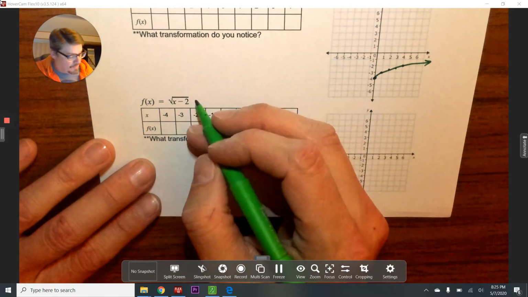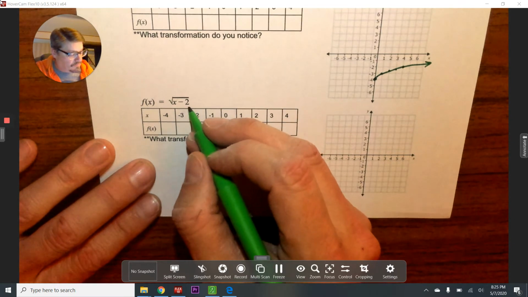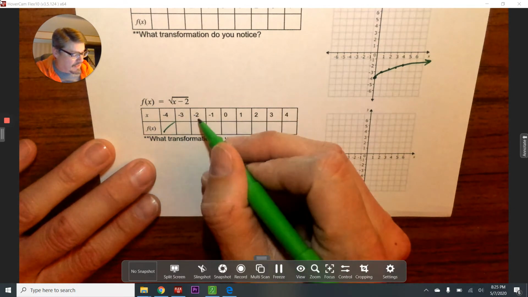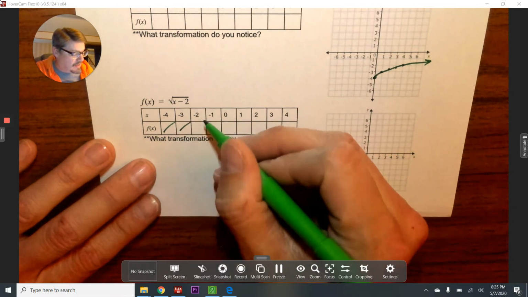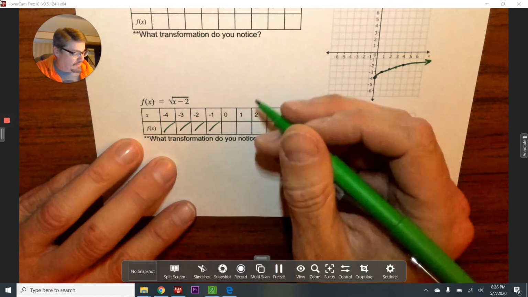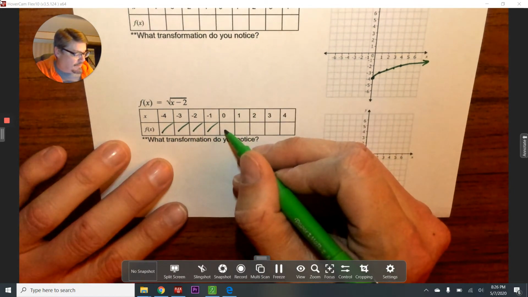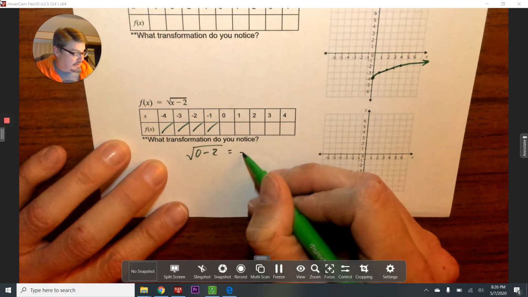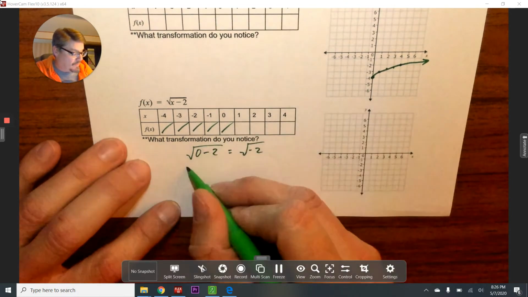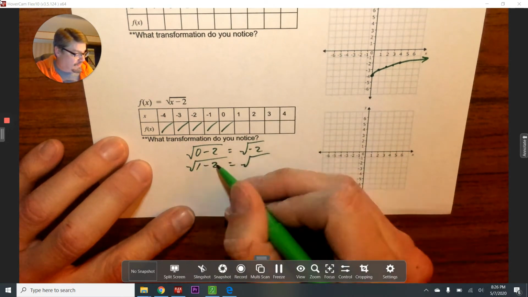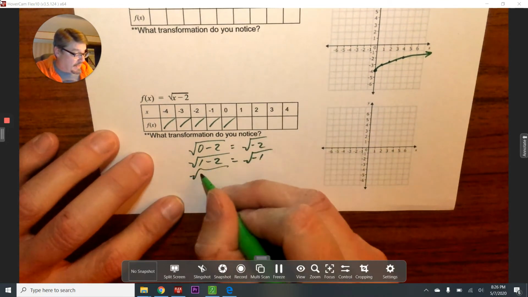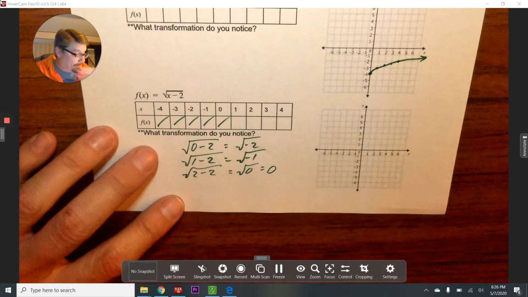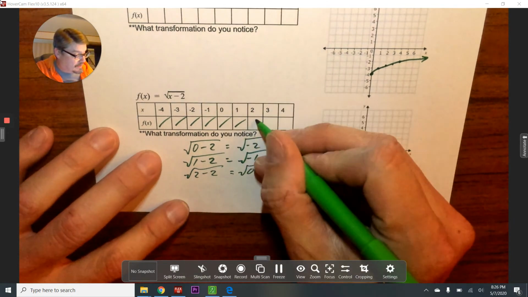Okay, so negative 4 minus 2 is actually negative 6, so I can't take the square root of negative 6. Negative 3, that's going to be negative 5, can't do that. That's going to be negative 4, can't do that. That's negative 3, can't do that. 0, I'll get a 0 minus 2. Okay, that still is the square root of negative 2, can't do that. 1 minus 2, that's the square root of negative 1, can't do that. But I can do 2 minus 2. And the square root of 0 is actually 0. So when I get to 2, I'm okay.